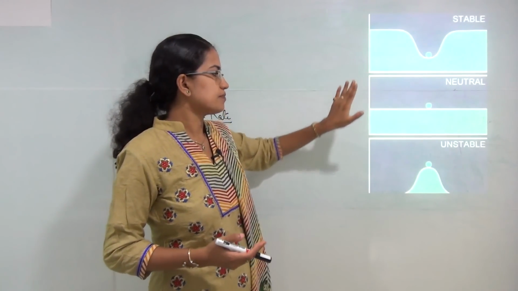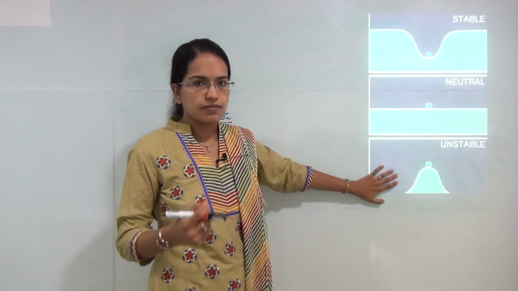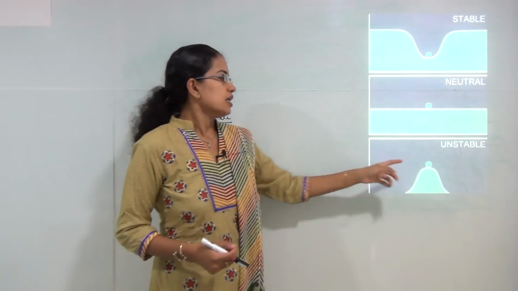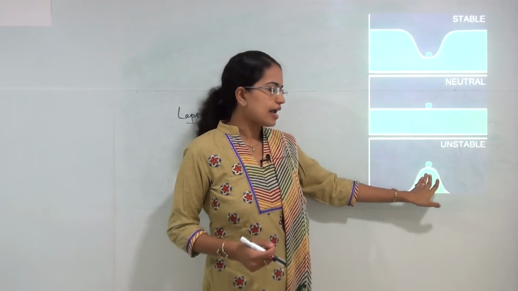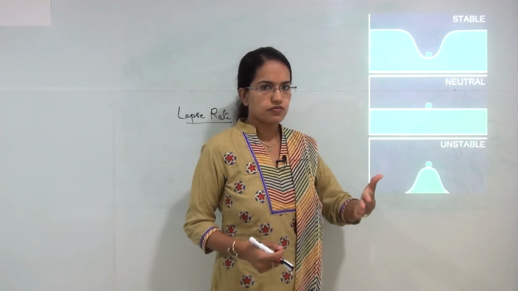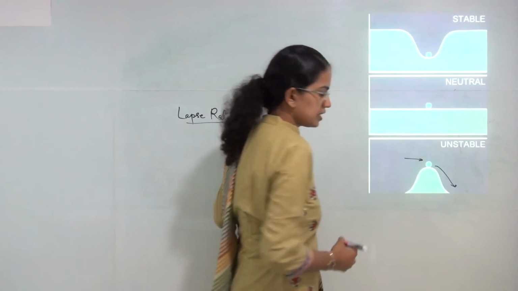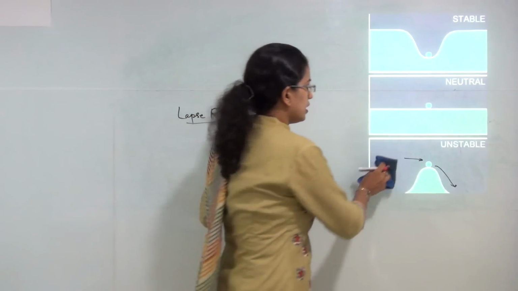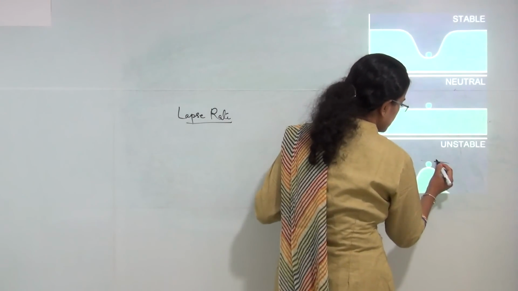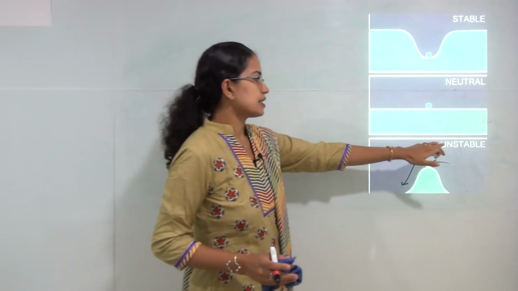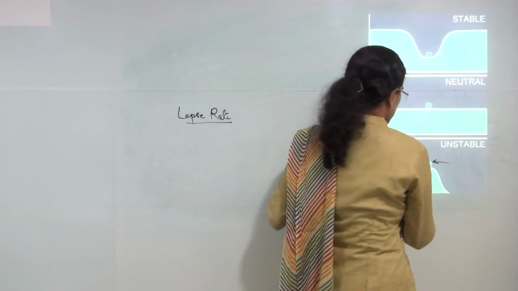The next is an unstable condition. That means if I give a certain amount of impulse, this ball will move, and it would move only in the direction of the impulse. So if I have given an impulse in this direction, the ball will move in this direction. However, if I give an impulse in this direction, the ball will move in this direction. So that is considered an unstable equilibrium.